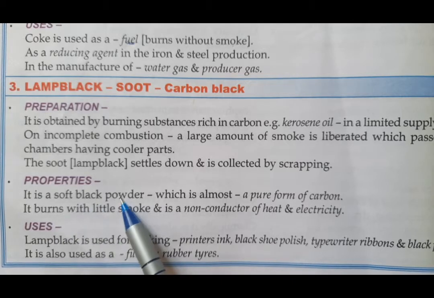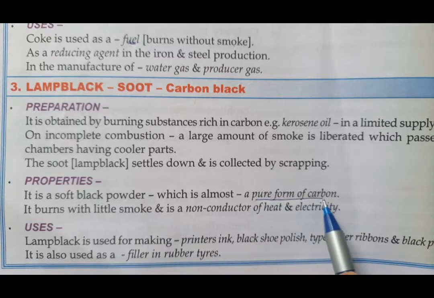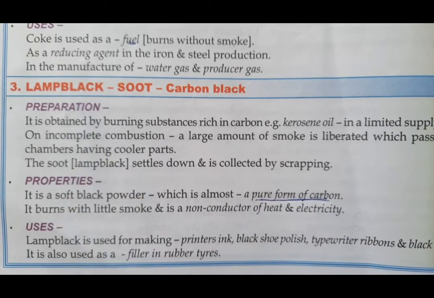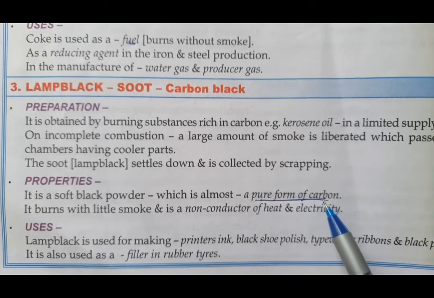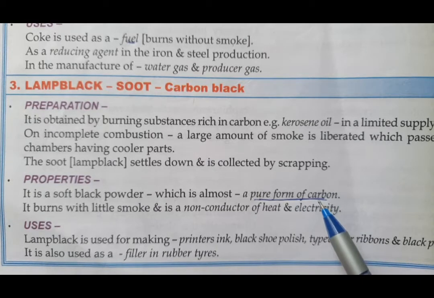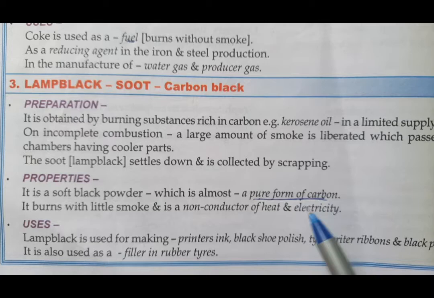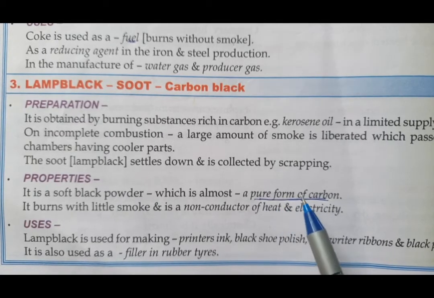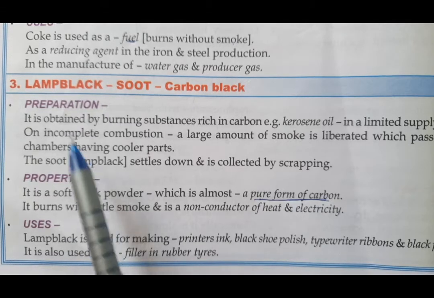Now do remember its other name is soot. It is a soft black powder, and it is the pure form of carbon. Which amorphous form is the pure form of carbon? The answer is lamp black. But if I ask which is the pure form of carbon in crystalline form, the answer is diamond. So the pure crystalline form of carbon is diamond, whereas the pure amorphous form of carbon is lamp black. Don't get confused here.